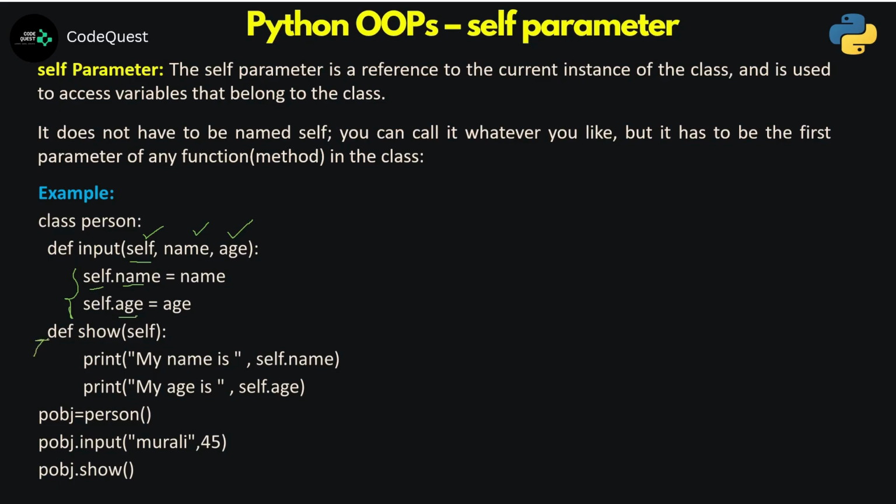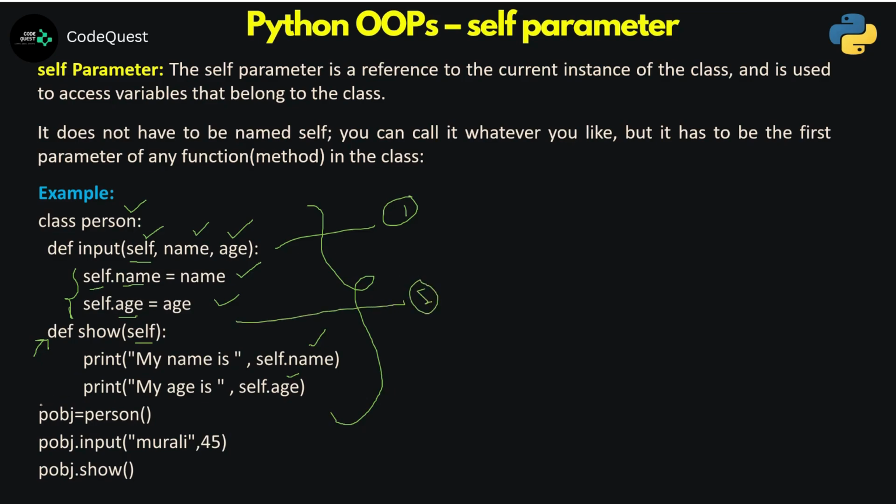Similarly, here we have taken one more method and we do not have any parameter here. So when we do not have any parameter, then of course we should write self only. And using this self, we are able to access the values of the name and age here, self.name, self.age. So overall we can say that I have tried to define a class called person where there are two methods. This is your method 1 and this is your method 2.